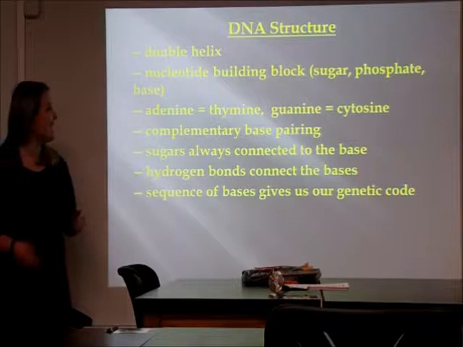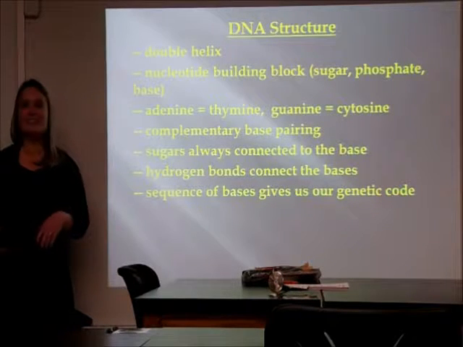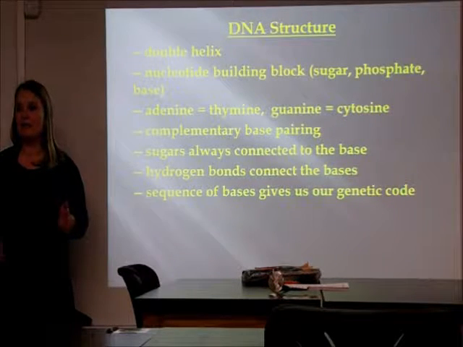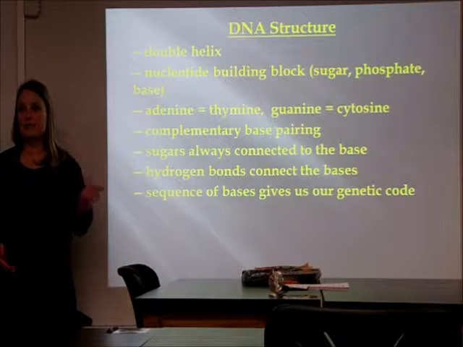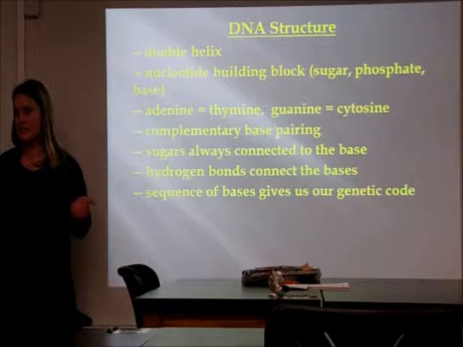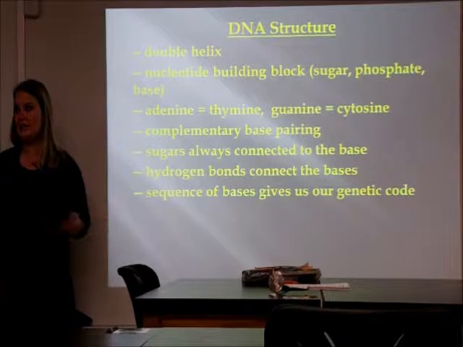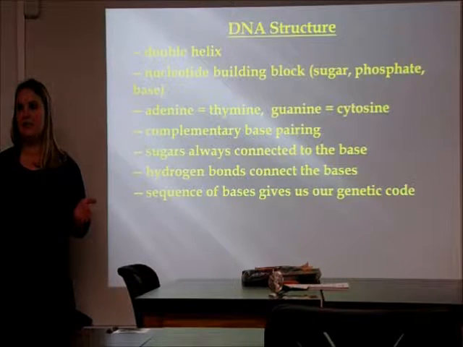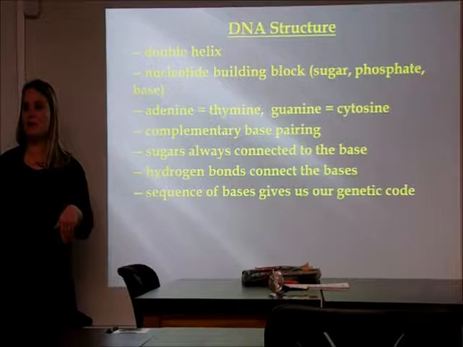The bases we have are adenine and thymine, and then guanine and cytosine, and remember, they're always going to be equal to each other. So if you have 46 guanines, you're going to have 46 cytosines. If you have 34 adenines, you're going to have 34 thymines. It's always going to be equal. A will always be equal to T, and G will always be equal to C.